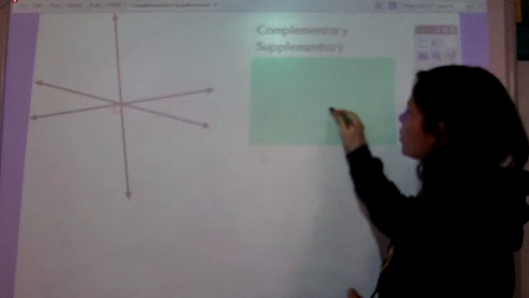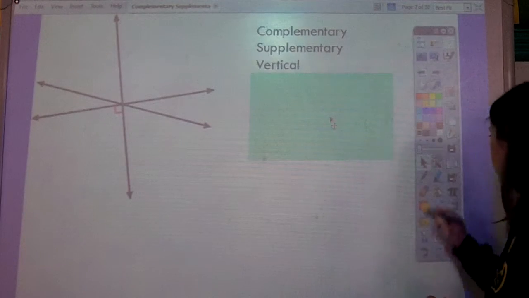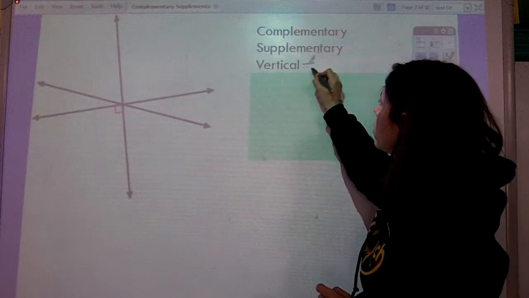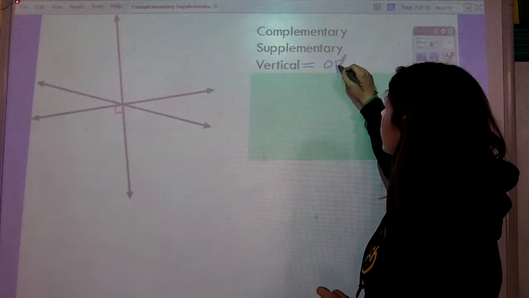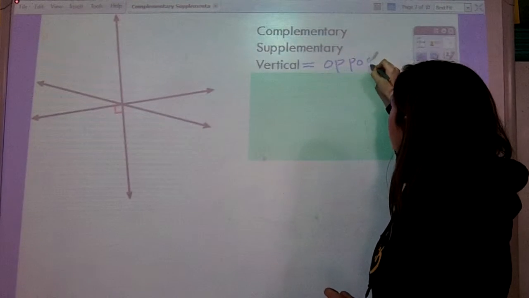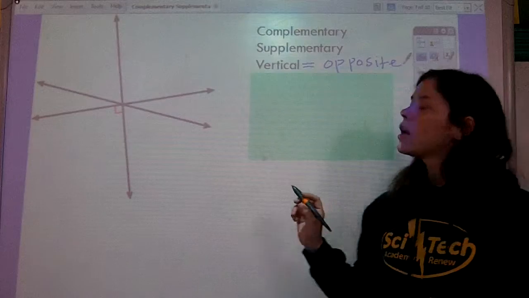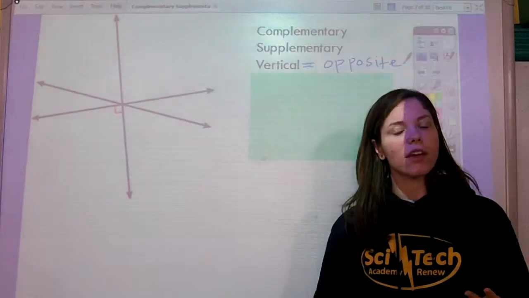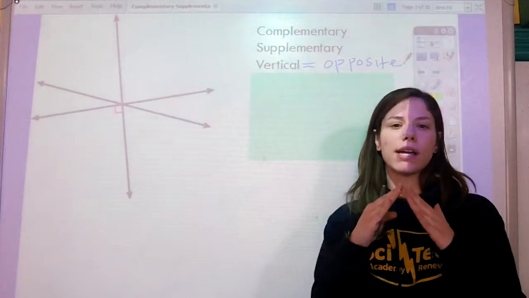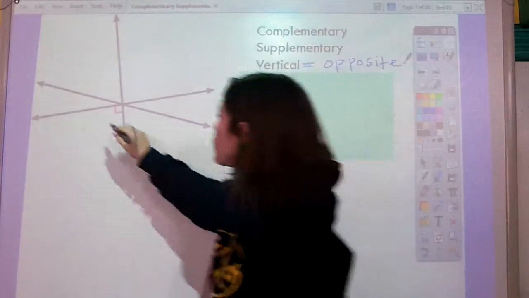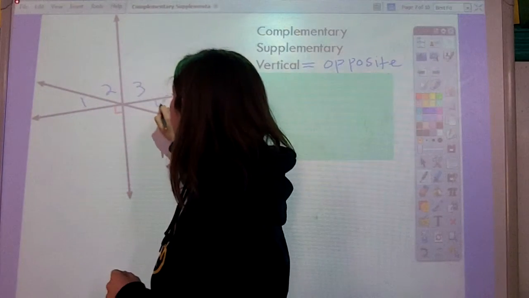There are 2 other vocab words you need to know. Vertical. Vertical means angles that are opposite each other. There we go. They also share a vertex. A vertex is a place where 2 lines meet. So let me show you an example of vertical angles.